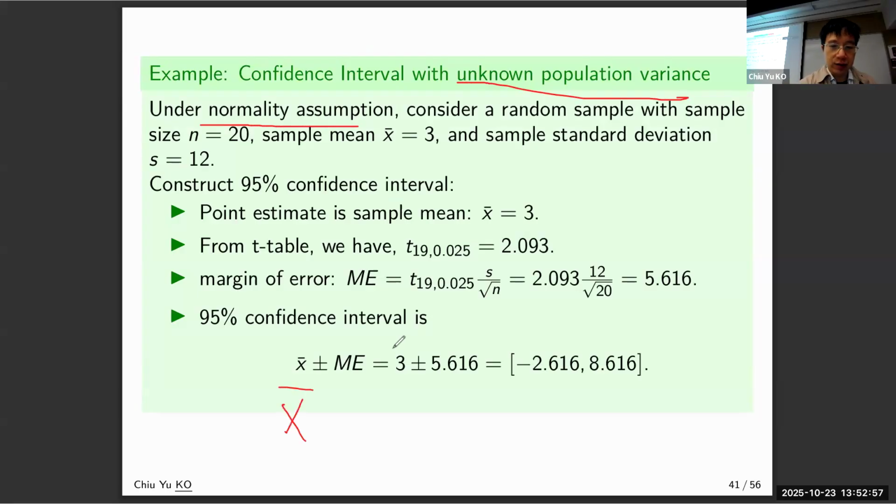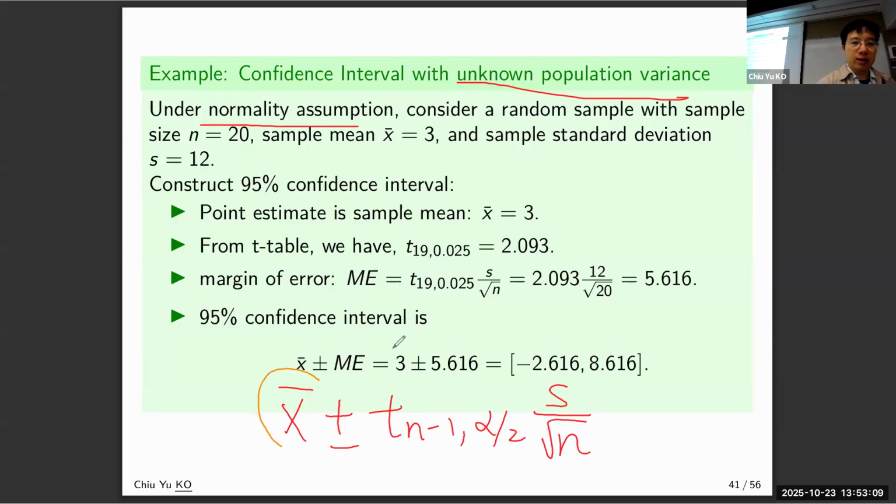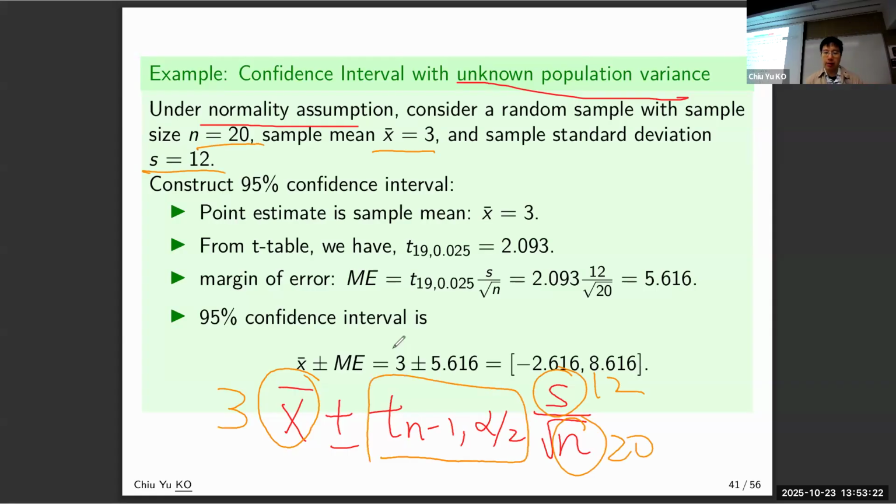If you just take it from that slide, the formula is like this one, right? And x bar is 3 here, and S is just 12. Root n is just 20, right? The only part is this part. And n is 20, then the degrees of freedom is 19, right? And 95% means alpha is 0.05.